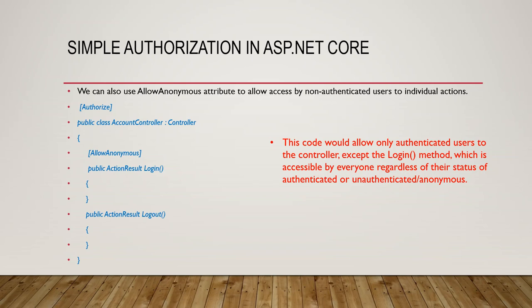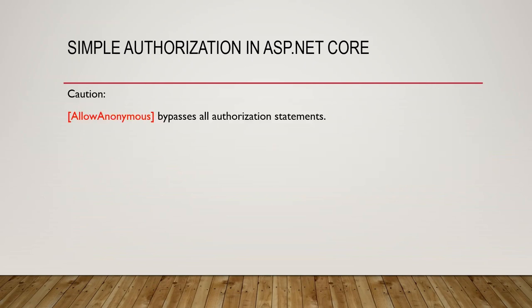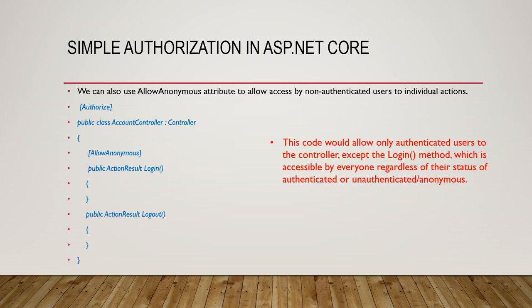So next we'll see what this allow anonymous actually does. That is a word of caution. Allow anonymous bypasses all authorization statements. So if you look here, even though we are forcing the authorize attribute at the account controller class level, this public action login function is decorated with allow anonymous, that is actually bypassing the authorize attribute.